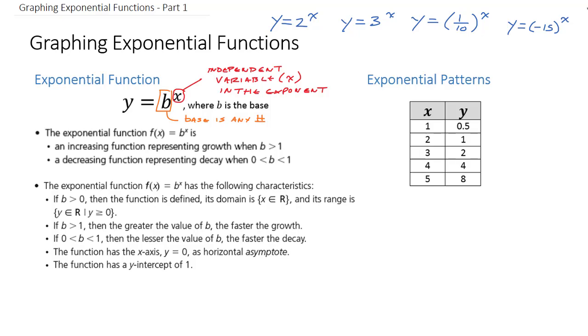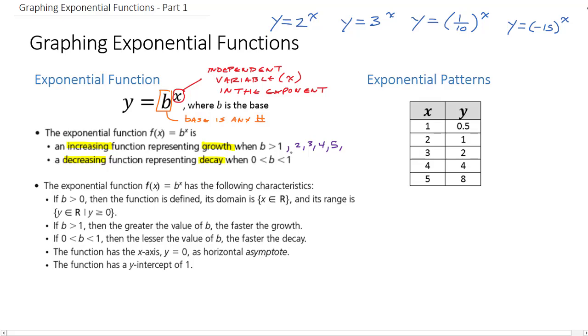Before we move on, though, because this is going to come up a lot over the next couple lessons, let's talk about the difference between an increasing function and a decreasing function. An increasing function represents growth. A decreasing function represents what we call decay. When we look at b, that tells us whether it's increasing or decreasing. If b is greater than 1, for example 2 or 3 or 4 or 4.5, whatever, a number greater than 1, it's increasing.